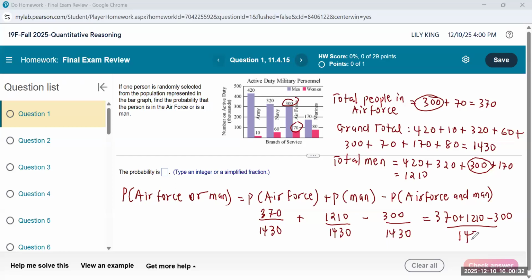A reduced fraction or a simplified fraction. 128 over 143. That's a reduced form.